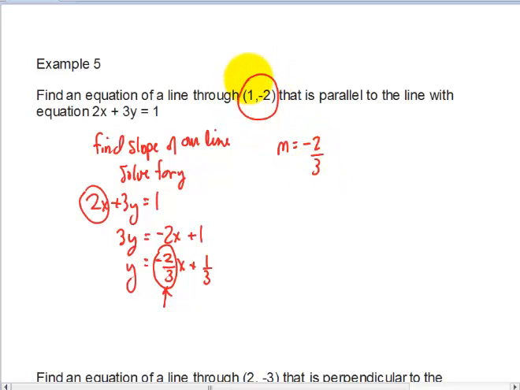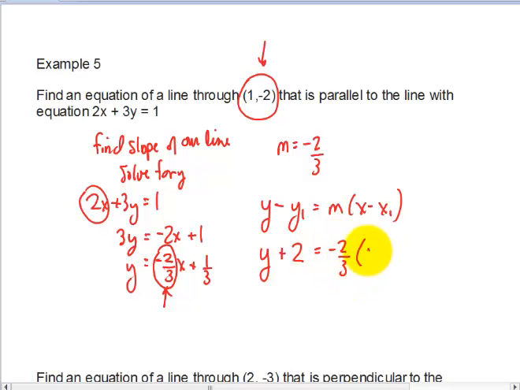So now I'm going to put this into point slope form. Point slope form is just y minus y1 equals the slope value times x minus the x1 value from the point. And so I'll just write it in. My y1 value is -2, so that makes my y minus y1 equal to y plus 2, because the negative on the negative makes it positive. I have -2/3 times x minus 1.